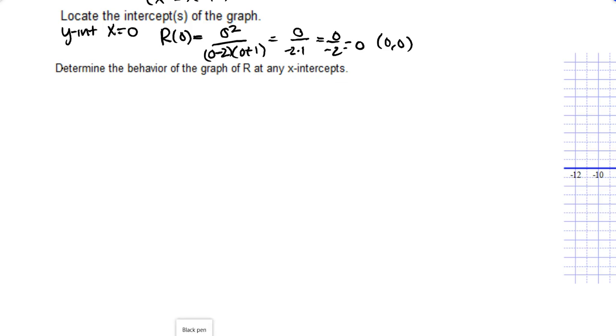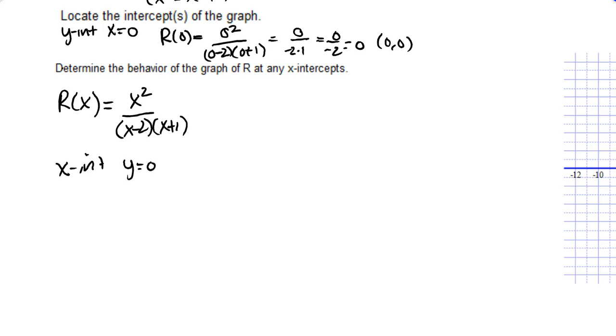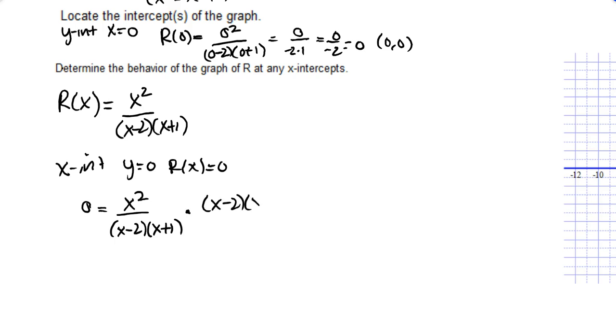So then we'll find the x-intercepts and also the behavior at those x-intercepts. So our function r of x equals x squared over x minus 2 times x plus 1. To find the x-intercept, we're going to let y equal 0. That's setting r of x equals 0. That's 0 equals x squared over x minus 2, x plus 1. We can solve this by multiplying both sides by x minus 2 times x plus 1. On the left, 0 times anything is 0. On the right, x minus 2 cancels, x plus 1 cancels, and I get x squared equals 0. And that gives me x equals 0.